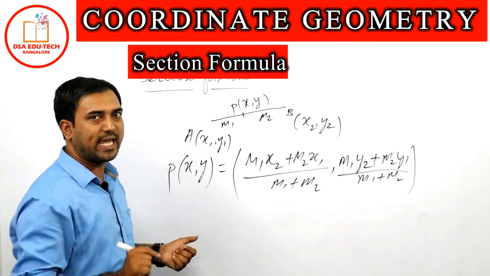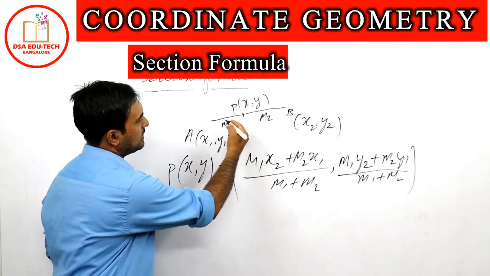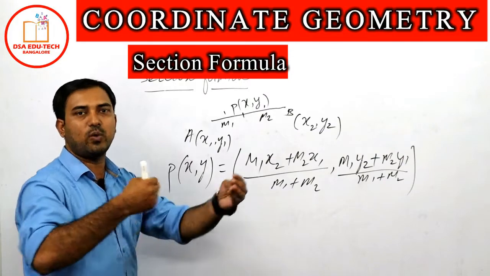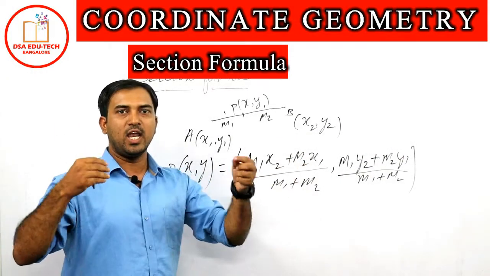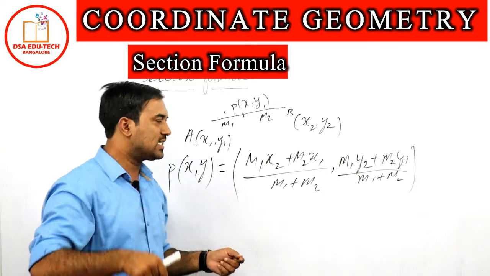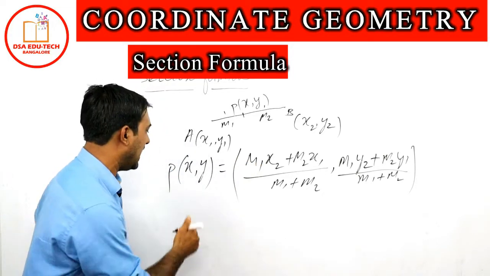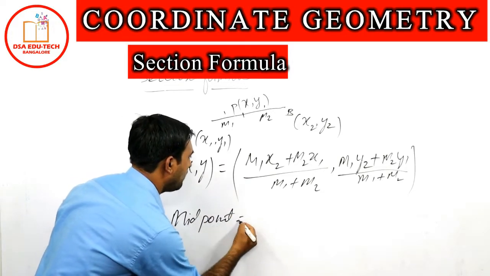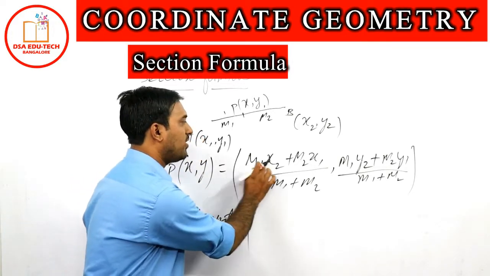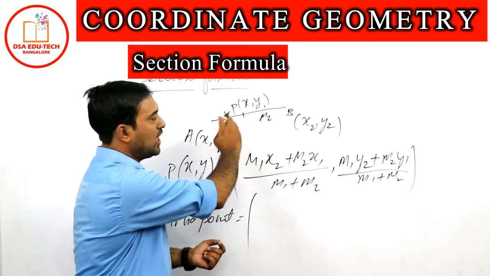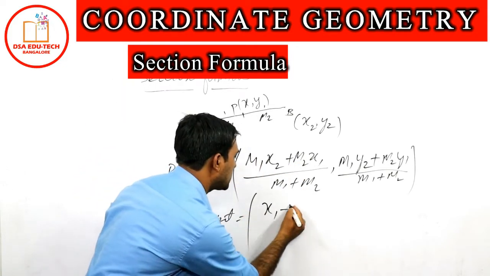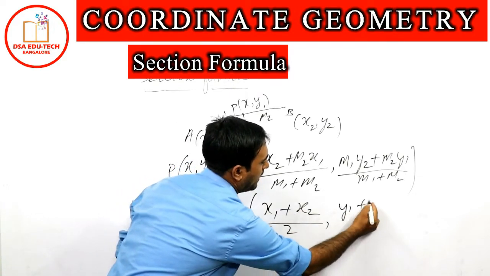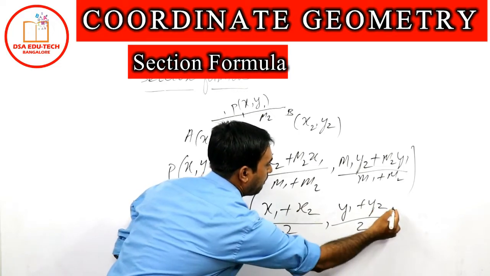Now there is a special case here. What if the division is equal? 1:1, 2:2, 3:3, equal division. I am going to divide a line into equal parts. In that case, the formula changes a little bit. That is the midpoint formula. Here m1 and m2 are in equal ratio, so the formula will become x1 plus x2 divided by 2, y1 plus y2 divided by 2.